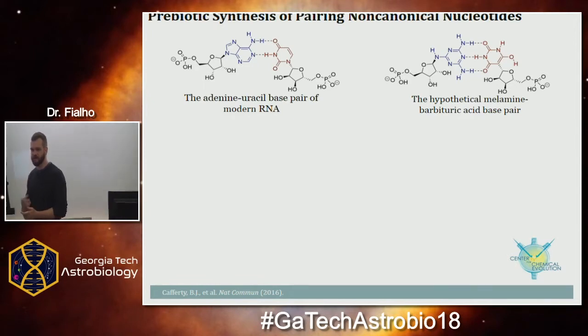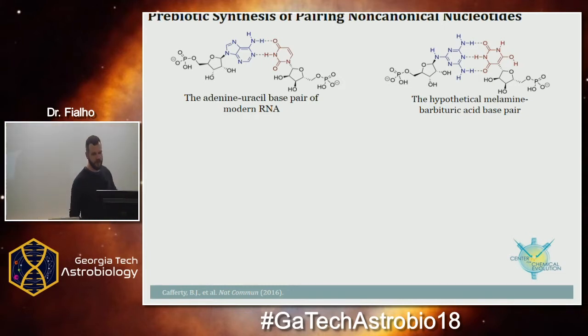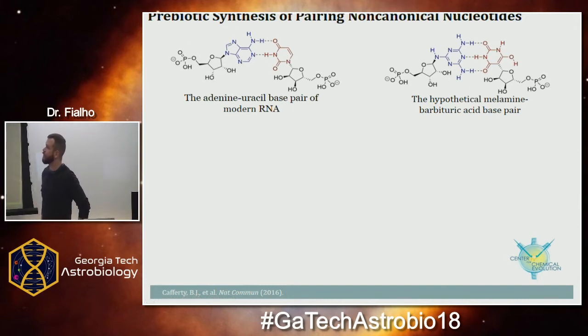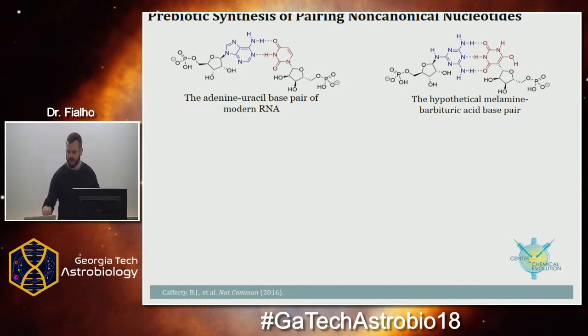So it's great that it works with one nucleobase, but we need at least two to support an information system. So we turned to a different set of heterocycles. This is melamine, and this is barbituric acid. We thought these were attractive because they are structurally analogous to the extant AU base pair, which, again, cannot form under prebiotically plausible conditions. But perhaps this one can.